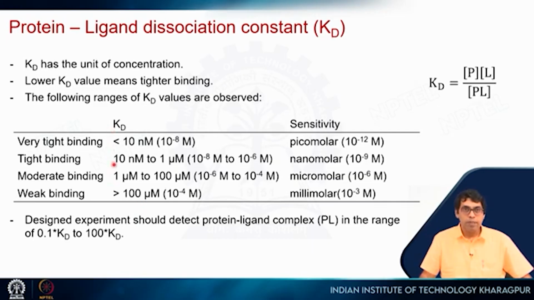Typically in biological systems, we will see binding affinities in the range of these three: very tight, tight, or moderate binding. And for the typical experiment that I just explained in the previous slide, to determine the protein ligand KD, the experiment is designed in such a way that the protein ligand complex is detected in this particular range: 1/10 of the KD value to 100-fold of the KD value. Again, I will discuss this in more detail in the last week's lecture.